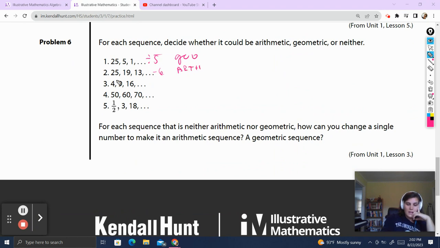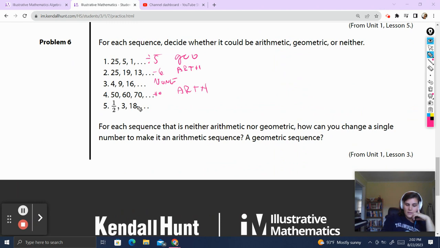Arith. 4 to 9 to 16. 4 to 9 is plus 5. Nope, that's not arithmetic. 4 times anything gets you 9. It's some fraction, but that fraction multiplied by 9 is not going to get you 16. 4 squared, 3 squared, 16 squared. We didn't do that yet, so we're going to say neither. I'm just going to write none in this case. 50 to 60 to 70, well, that's plus 10 for each one, which makes this an arithmetic sequence.